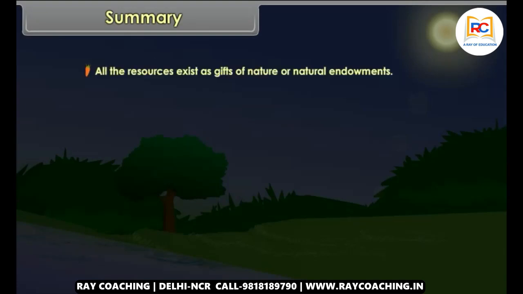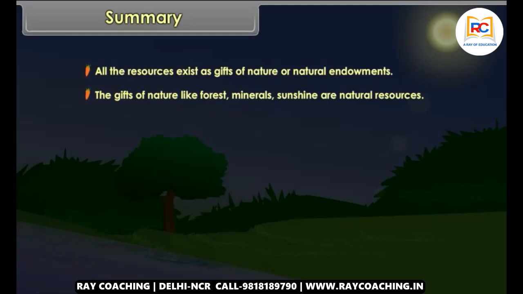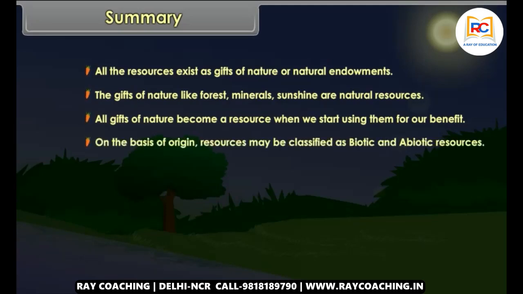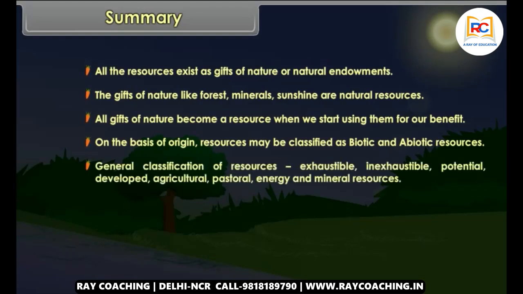Summary. All the resources exist as gifts of nature or natural endowments. The gifts of nature like forest, minerals, sunshine are natural resources. All gifts of nature become a resource when we start using them for our benefit. On the basis of origin, resources may be classified as biotic and abiotic resources. General classification of resources: exhaustible, inexhaustible, potential, developed, agricultural, pastoral, energy, and mineral resources.